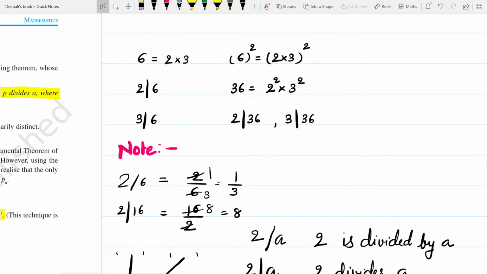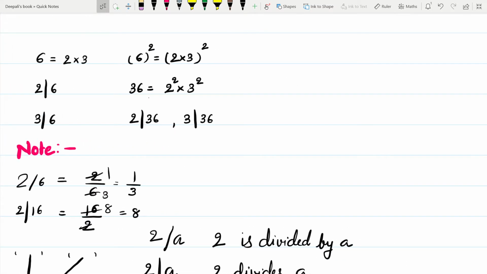Now take the example 6 is equal to 2 into 3. 2 divides 6 because 2 is a prime factor of 6, and 3 divides 6 because 3 is a prime factor of 6. If I square this number 6 and its prime factors, I will get 6 squared is equal to 2 into 3 squared, that is 36 is equal to 2 squared into 3 squared. So 2 divides 36 and 3 divides 36 as well.